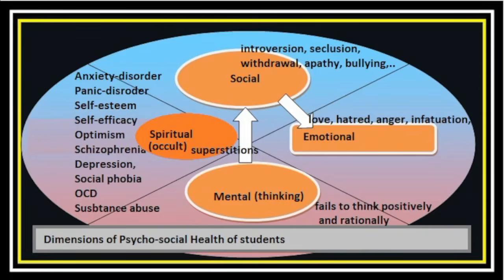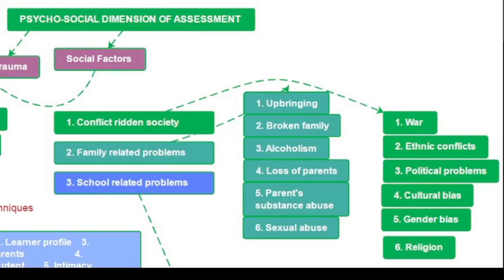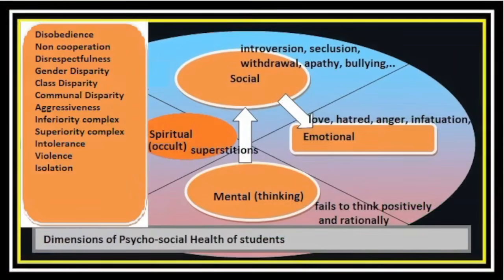The teachers need to identify the students with these problems, and these problems may have arisen out of some factors in the family or society, such as upbringing of the children in the family, broken family, alcoholism, loss of parents, substance abuse, sexual abuse, children working as domestic servants, children's order in the family, gender of the children that may have brought some kind of gender bias in the family, war-related issues, ethnic conflicts, political problems, etc. So the problems might be from the society, from the family, or the school.